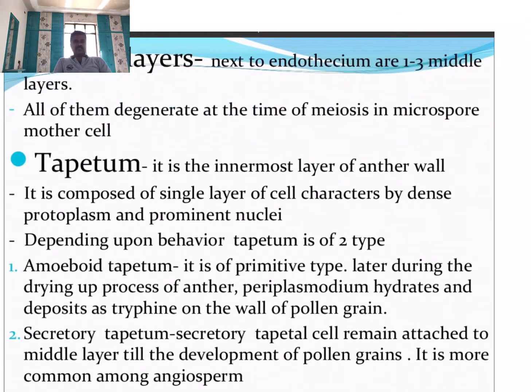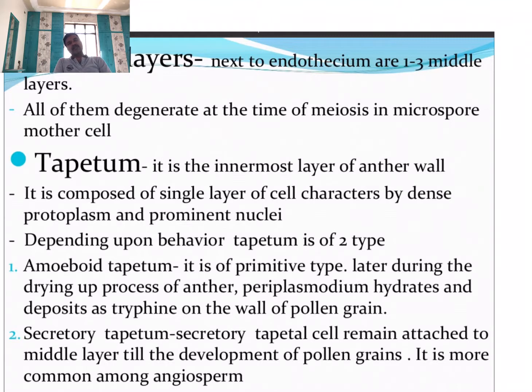On the inner side of the endothecium, another one to three middle layers are present. These middle layers degenerate at the time of meiosis in the microspore mother cell. Before the meiotic division, the middle layers slowly disappear and form a chamber-like structure. The microspore mother cells divide meiotically and produce a large number of haploid microspores.